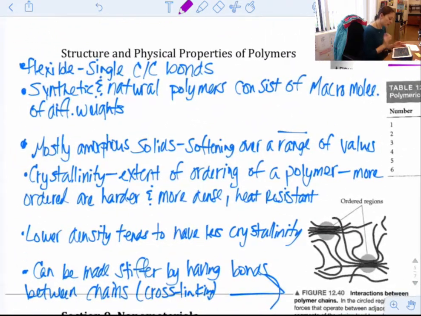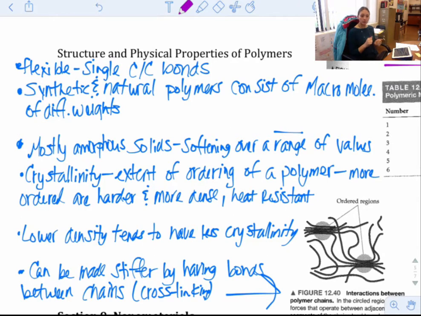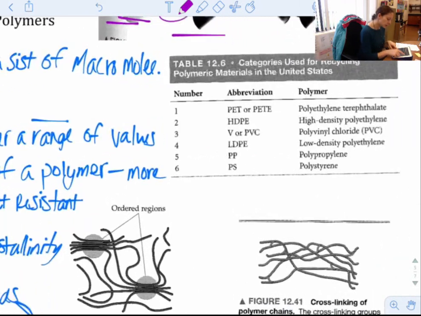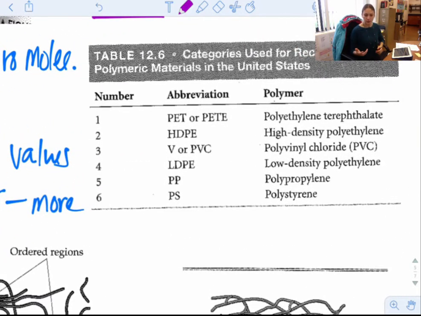Now we'll look at some properties of polymers. The big thing is that they're very flexible, because they're single carbon-carbon bonds. They're really easy to move because there are no pi bonds holding them in a certain shape. Both synthetic and natural polymers consist of big macromolecules, macro meaning large, of different weights. A synthetic polymer is one that they had to make in the lab, and there are some natural polymers that have been around for centuries that are just big long chains themselves. You don't have to make them. There are some different types of polymers, and that's how they deal with recycling, based on what kind of polymer it is.